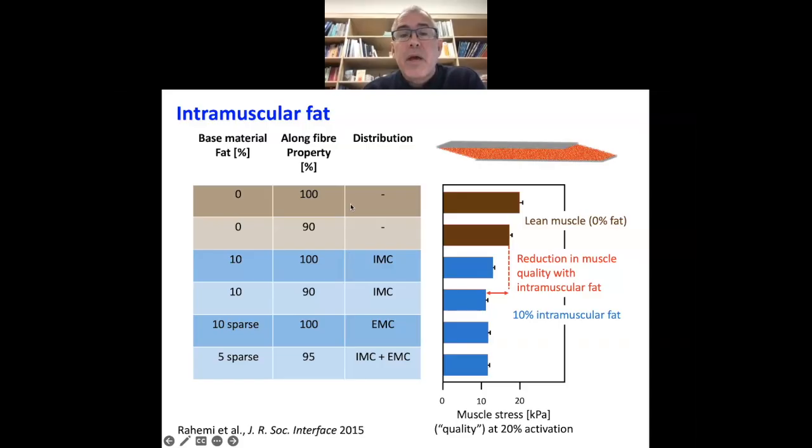In all cases, if you have intramuscular fat, then you get a reduction in the muscle force and a reduction in the stress, which is the muscle quality. And the reduction in quality exceeds the amount of fat that you've put in. So if you put in 10% intramuscular fat, you get more than a 10% reduction in the muscle quality. And this is because of the extra work that's being taken up to deform the fat within the tissue.